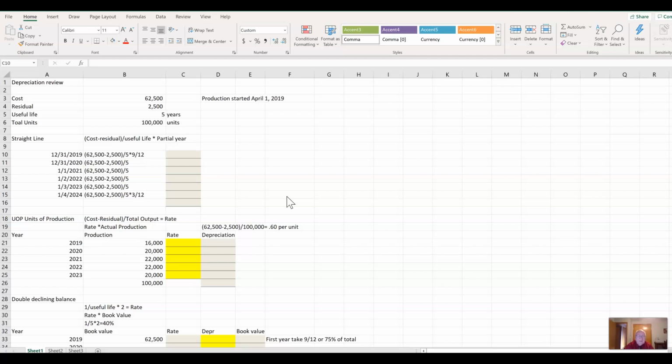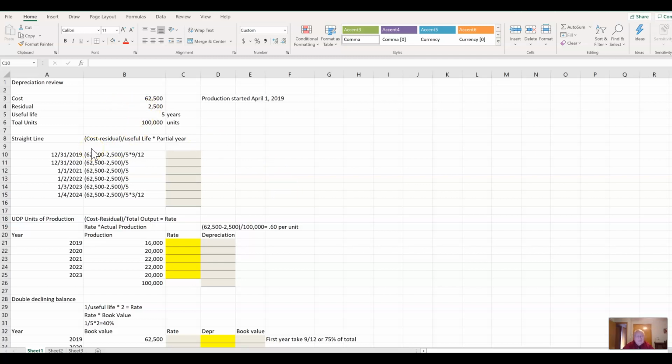The useful life, we plan on using it for 5 years. That's how long we plan on keeping it. Not necessarily the life of the asset, but that's how long we plan on using it. In total, the total number of units is estimated to be 100,000 units. Okay, so that's our given information.